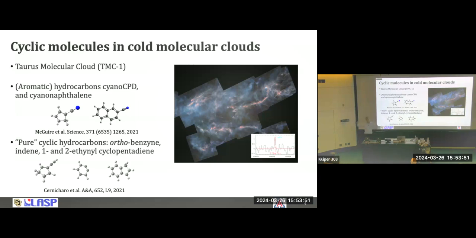So not only do we know that there's this large class of molecules, the aromatic hydrocarbons that we see as a class, but we can also see them as these individual species. Now, this is all, by the way, measured in Taurus molecular cloud, TMC1, which is a cold region in space. So the temperature is about 10 Kelvin, very cold. And the densities are very low, say 100 or maybe 1,000 molecules per cubic centimeter.